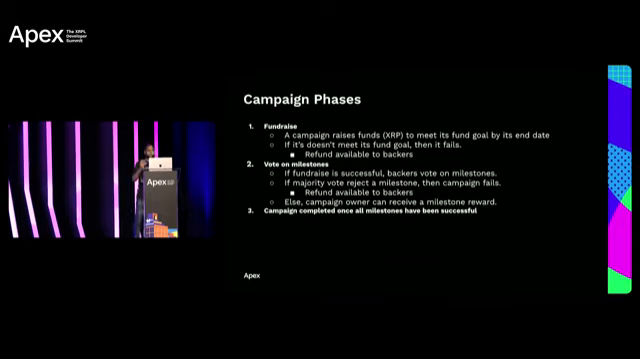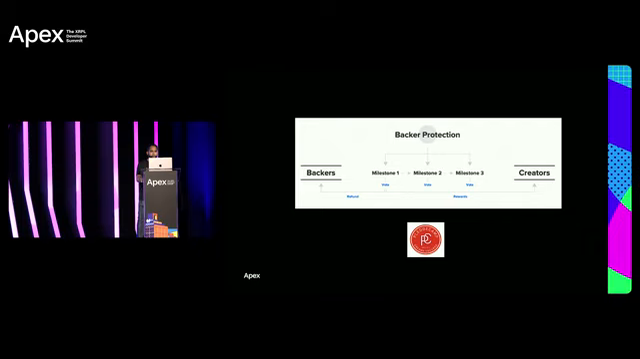And yeah, there are 3 phases to a campaign. One, we have fundraise, where we raise funds by its end date, and if that does not happen, then the campaign fails. But if it does happen, then we move on to voting on milestones. Like I said, backers vote on milestones. By majority vote, if they reject a milestone, they can get their money back, or if they approve it, then the creator can get the reward payment. And then once all milestones have been completed and paid out, the campaign is successful.